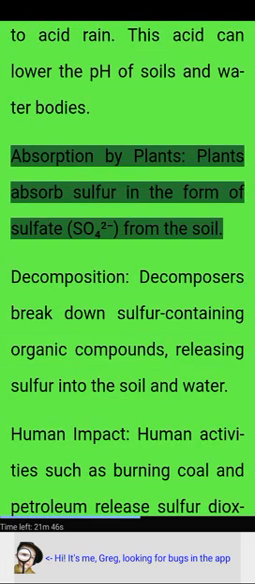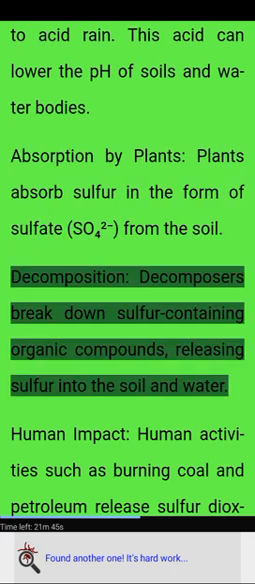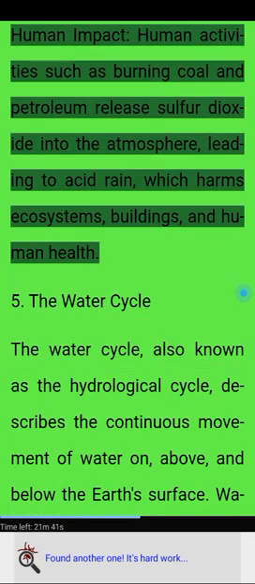Absorption by plants. Plants absorb sulfur in the form of sulfate (SO₄²⁻) from the soil. Decomposition. Decomposers break down sulfur-containing organic compounds, releasing sulfur into the soil and water. Human impact. Human activities such as burning coal and petroleum release sulfur dioxide into the atmosphere, leading to acid rain, which harms ecosystems, buildings, and human health.